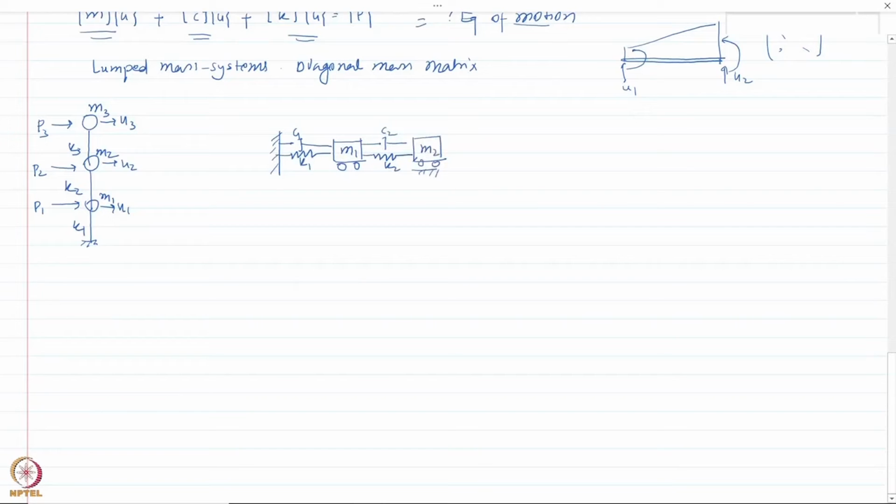Okay, this is m2, and again m2 is connected to the third story. Okay, c3 and k3 here, and this is m3, and the degrees of freedom are u1, u2, u3, with respect to the initial undeformed position, or in this case that would also be the equilibrium position. And the forces that are being applied are p1, p2, p3.